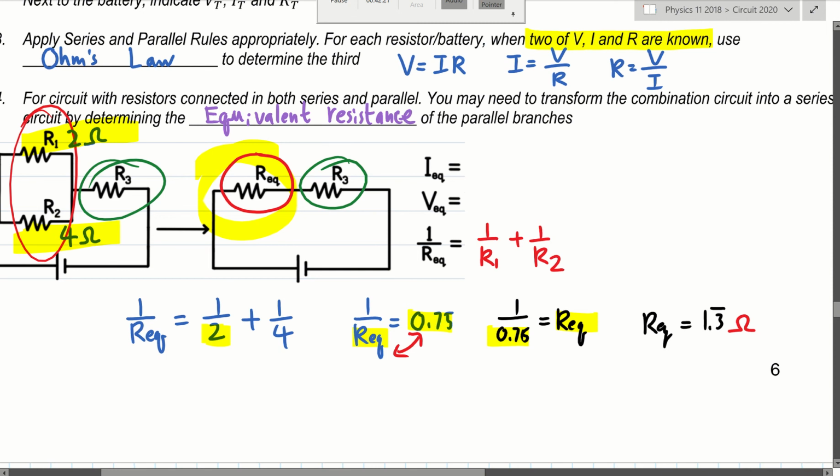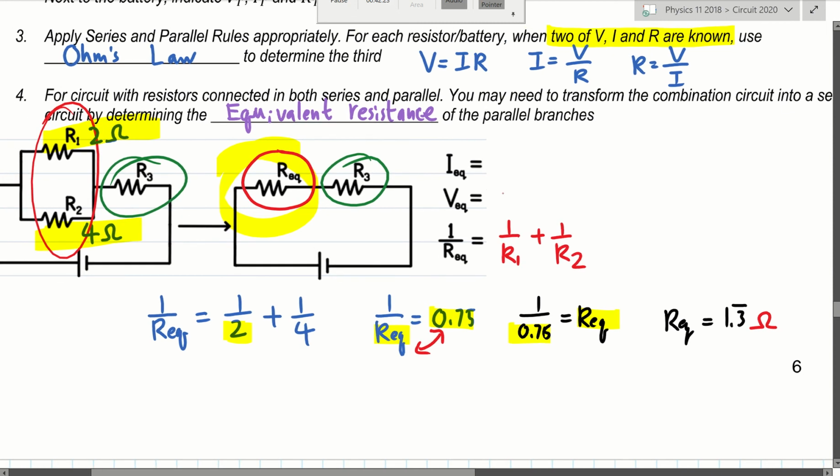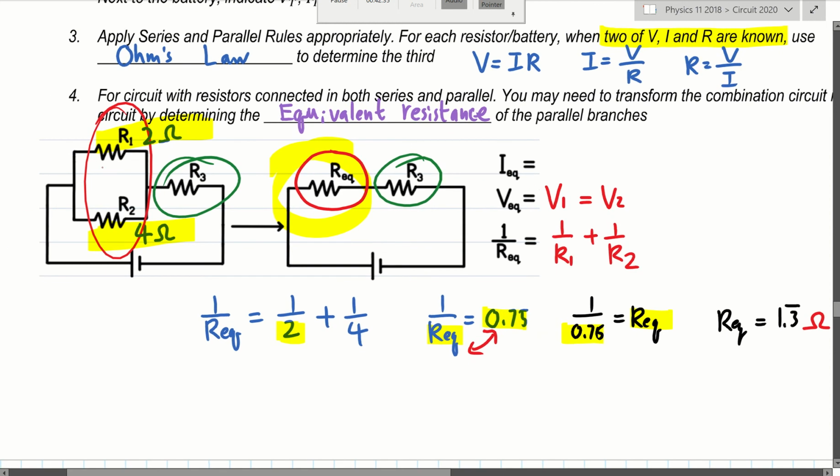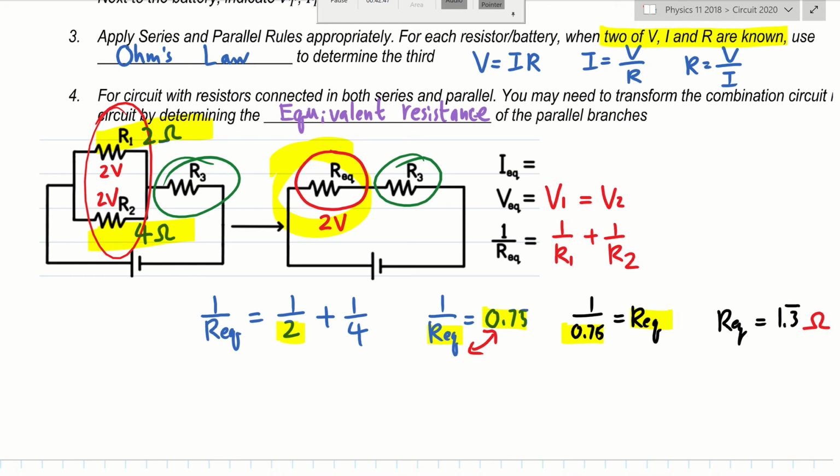And now the voltage drop. In a parallel branch, the voltage drop is exactly the same. So for the equivalent resistance, the voltage drops V1 and V2 are exactly the same. For example, let's say the voltage drop in here is 2 volts, the voltage drop in here is 2 volts, then the voltage drop for the equivalent resistance is also 2 volts. Voltage drop is the same, no matter if you combine it or not in a parallel branch.